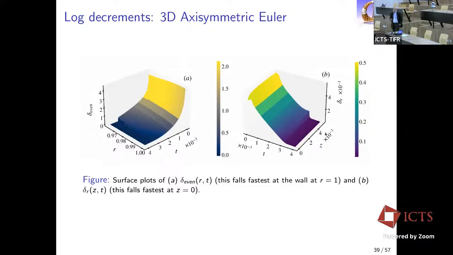All right, so of course, the grand goal from the point of view of partial differential equations is to say, do you or do you not have a singularity? And we can fit by looking at the spectra that I told you. We can find the log decrements of these spectra. From those, you can plot the width of the analyticity strip. Here I do it for the even part of the oscillations, as a function of R and T, and the fastest fall is at R equal to 1, which is the wall, and this one falls fastest at Z equal to 0.